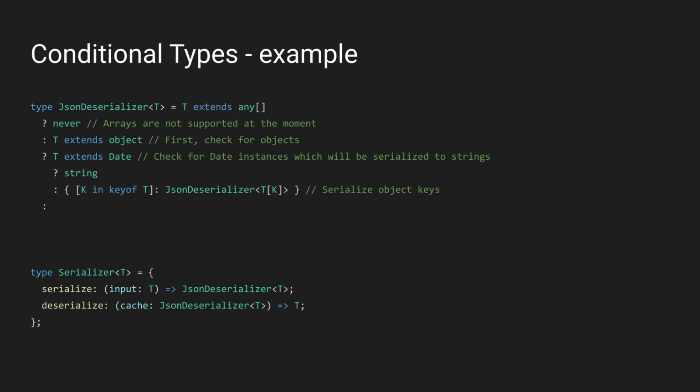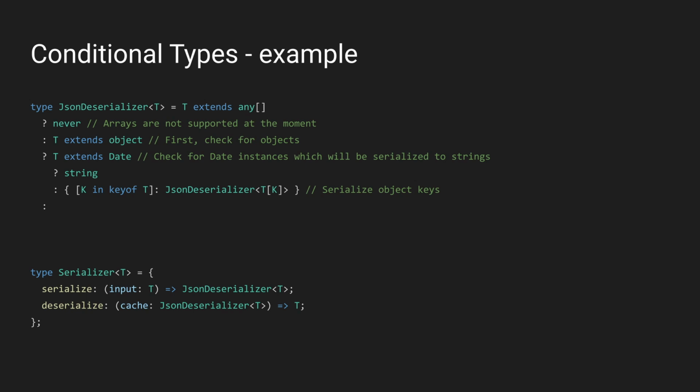JSON will serialize each of their keys in the same way. We are using the key and key of T syntax that was covered previously. Every key will be serialized using the same mechanism, so we can use the JSON deserializer on each of the key types. This shows that we can create self-referring templates, which is super useful for more complex scenarios like here.